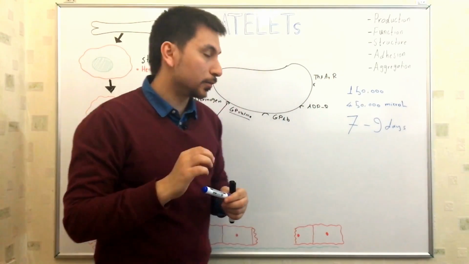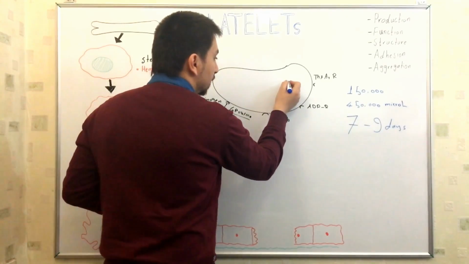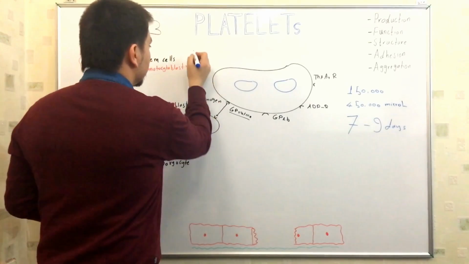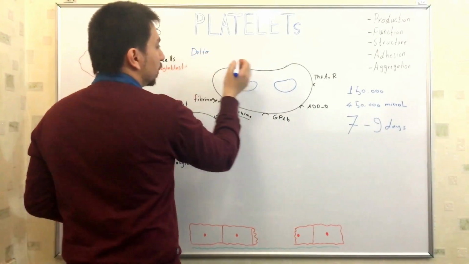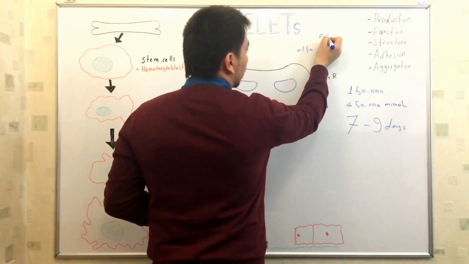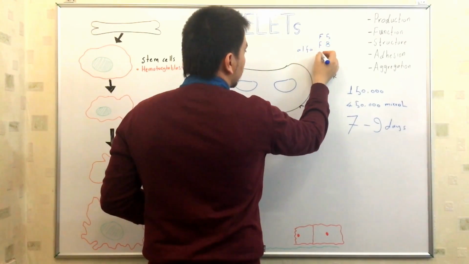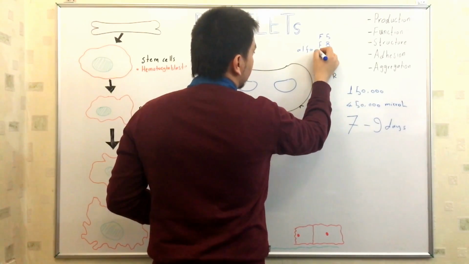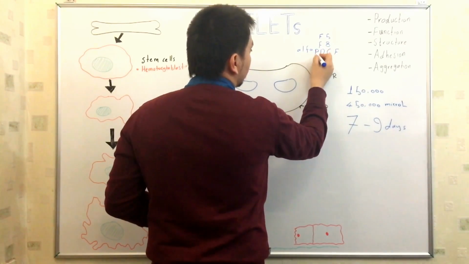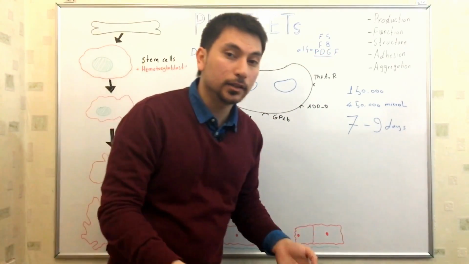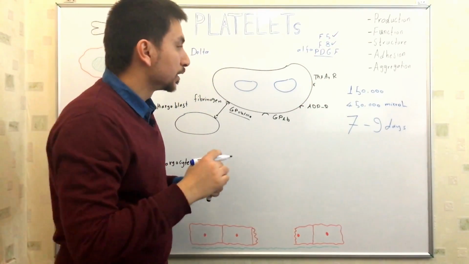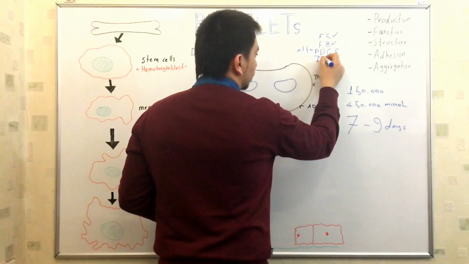Another important structure inside these platelets is granules. There are two types of granules: delta and alpha. Alpha granules will have factor 5, factor 8, and also platelet derived growth factor. Platelet derived growth factor will help in healing of the injured endothelium. These two factors will help in the coagulation cascades, and also fibrinogen.